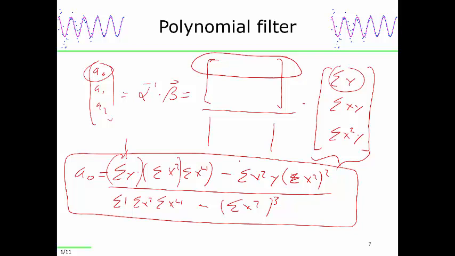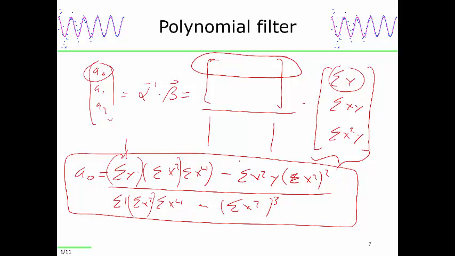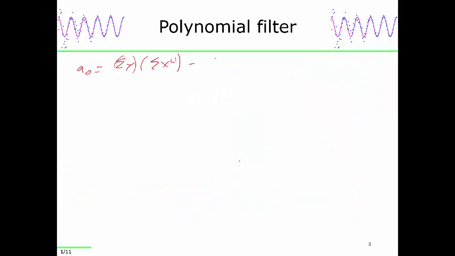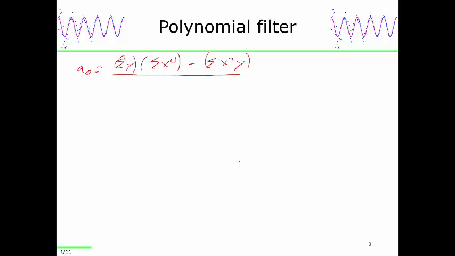Sure, that'd be easy. Let's do that. Does everyone see that? I can pull out one common factor of x squared in all of this, and that will give me a0 equals, what will that give me? The summation of y times the summation of x to the fourth, and then minus the summation of x squared y times summation of x squared, because I had two of these, I'm only pulling one of them out.